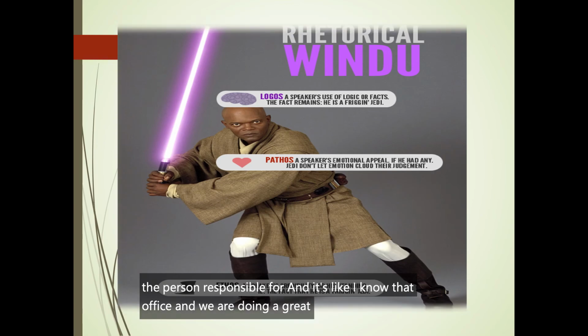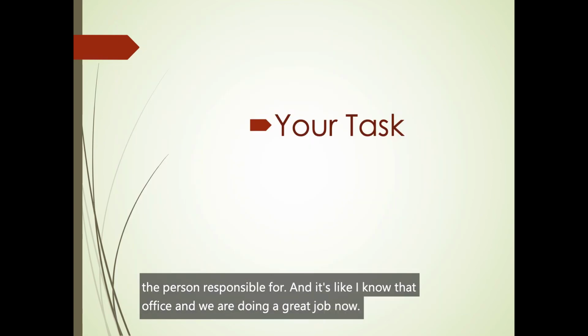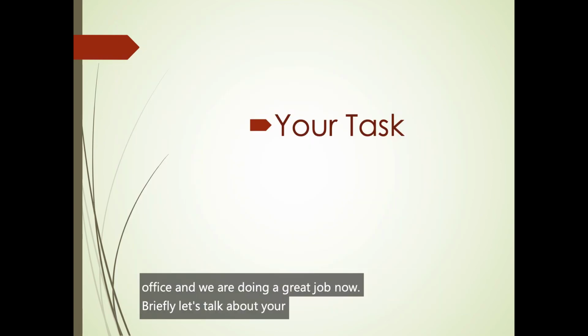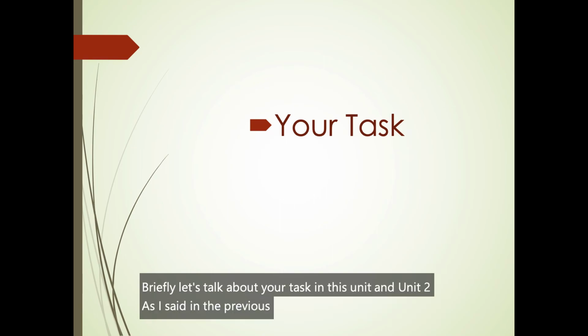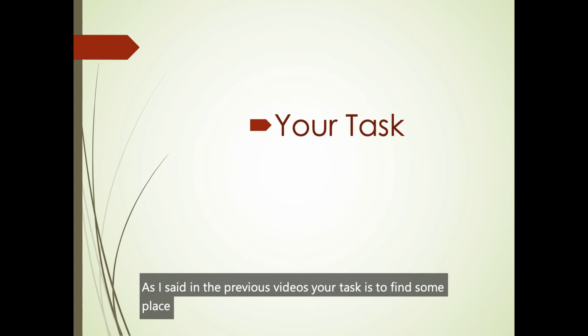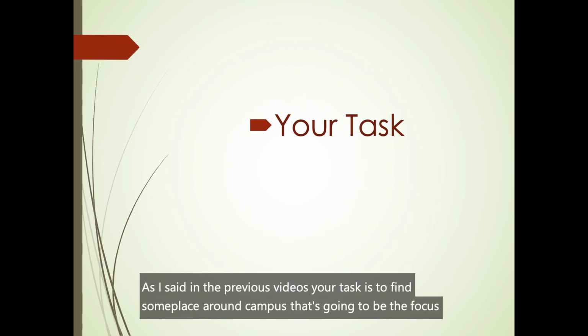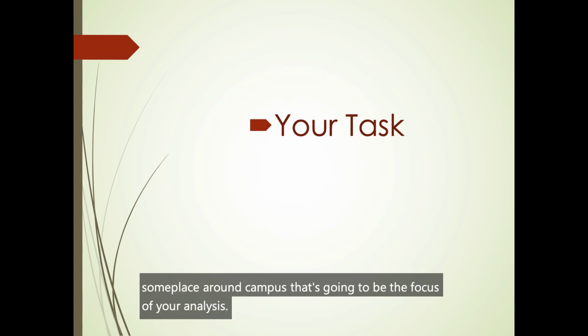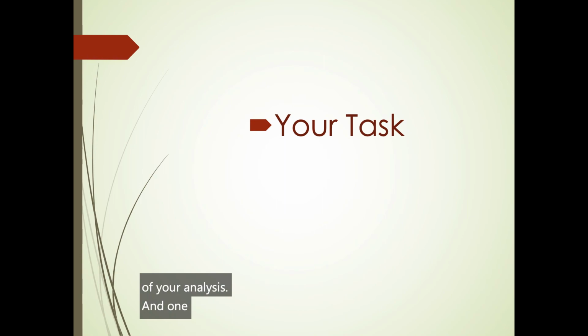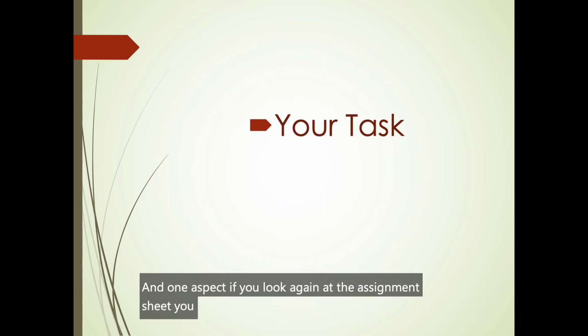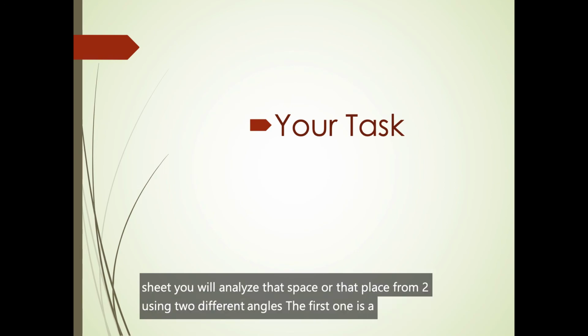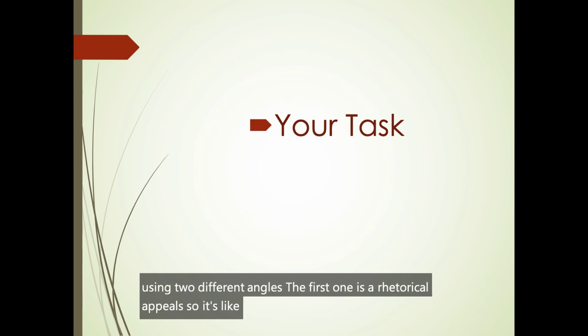Now, briefly, let's talk about your task in this unit. In Unit 2, as I said in the previous videos, your task is to find some place around campus that's going to be the focus of your analysis. If you look again at the assignment sheet, you will analyze that space or place using two different angles. The first one is the rhetorical appeals. So how can I do that on a space?